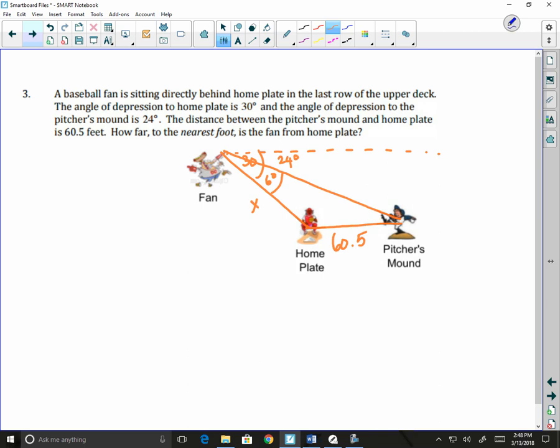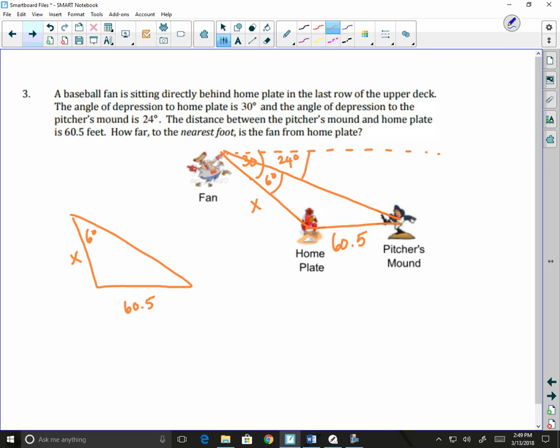So the hard thing about this was understanding what angle is actually in the triangle. So the whole angle down to the home plate is 30. The angle just to the pitcher's mound is 24. So the difference between them is 6. That's the angle in the triangle. To redraw the triangle off to the side to make things a little bit easier, this is 6, this is x, and this is 60.5.